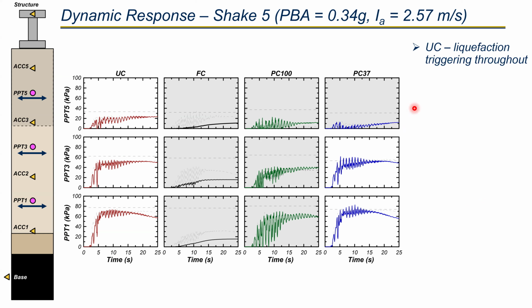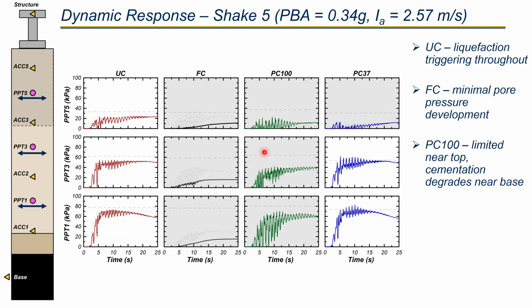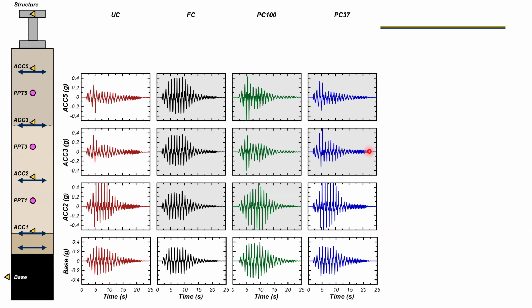So let's summarize that. In the UC case, liquefaction was triggered throughout the model. In the fully cemented model, there is minimal pore pressure development because it never liquefied. In PC100, there is limited pore pressure generation at the top, but it seems like the cementation degrades near the base. In PC37, there is minimal pore pressure generation at the top, but the underlying untreated soil liquefies. So let's move on to the accelerometer data.